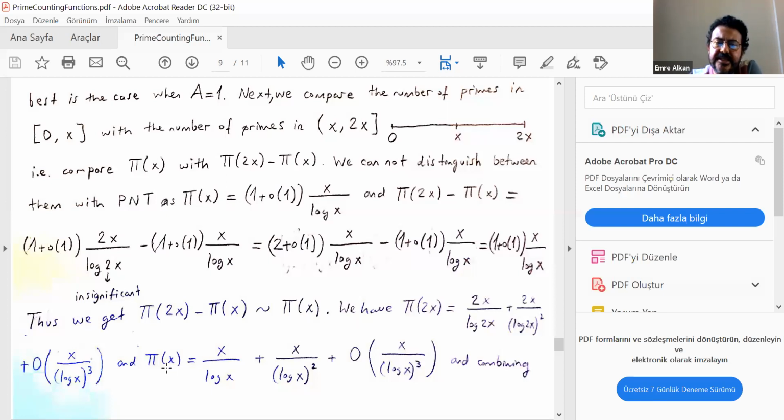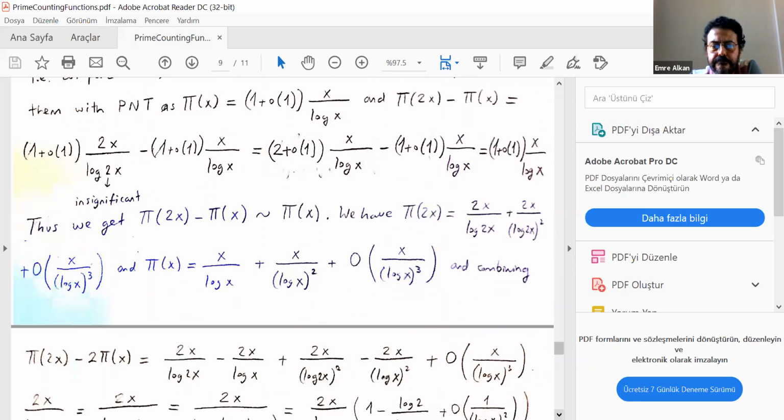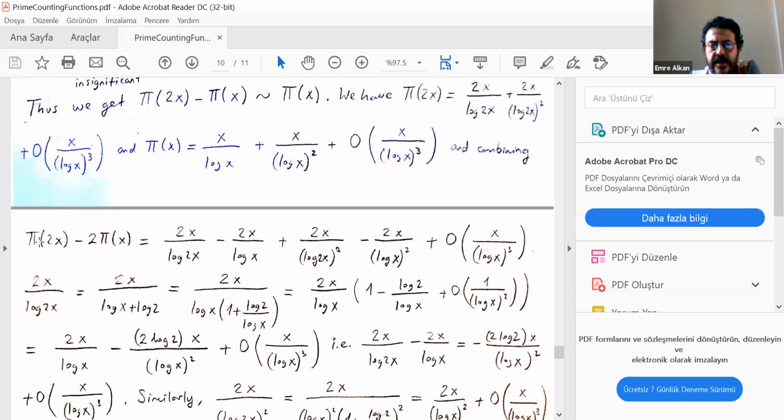I replicate that. I simply subtract now in the following way. I look at pi of 2x minus 2 times pi of x. So I combine them now. So now I do this suggestive calculation, pi of 2x minus 2 times pi of x. So I multiply everything here by 2 and subtract. Of course, this is not affected by multiplying by 2. I can combine all the terms, they are the same. But I can just subtract 2x over log 2x minus 2x over log x from this. Now I have secondary terms, 2x over (log 2x) squared minus 2x over (log x) squared. So I have this. Now let's work it out.